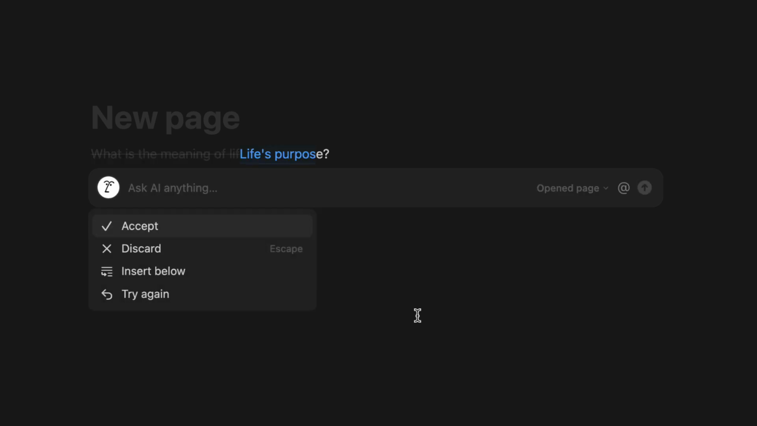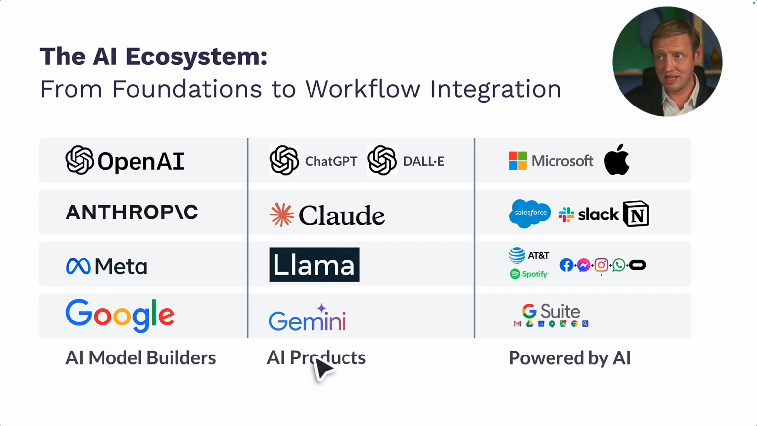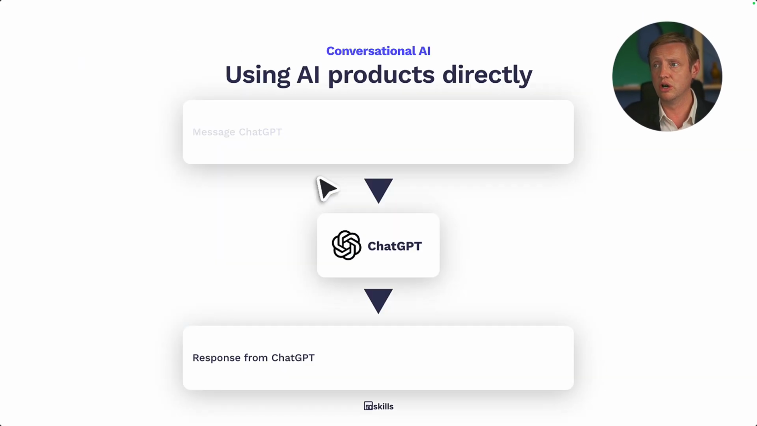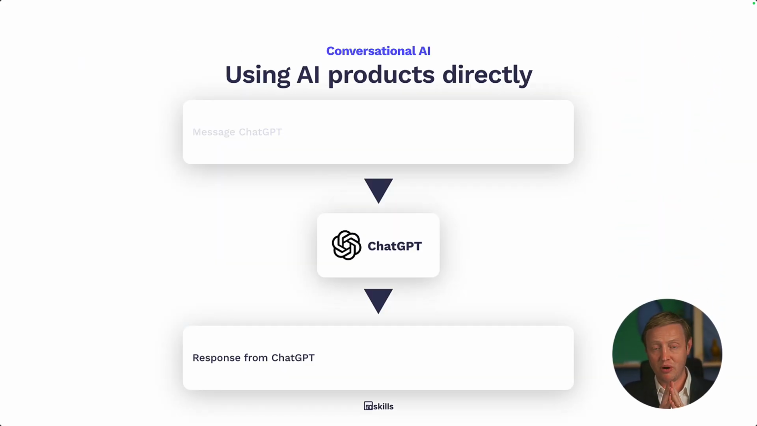Now, you can also, in many cases, buy direct access to these AI products, such as ChatGPT or Claude. And when you do that, the offering that most people are used to is to put in a message, a prompt, goes into ChatGPT, and you get a response from it.